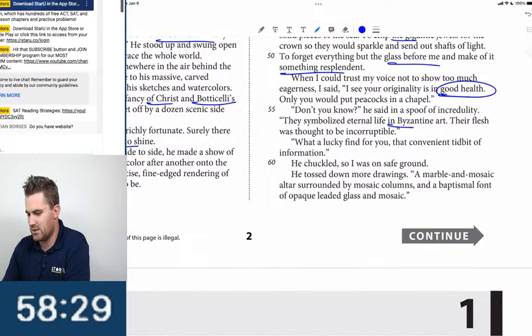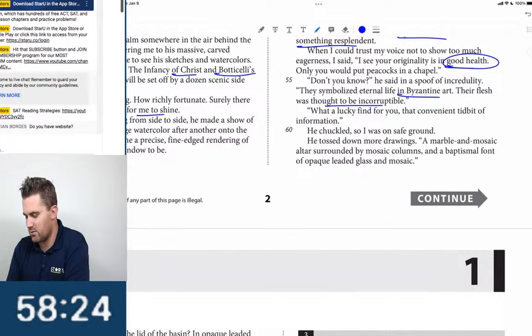Symbolized eternal life in Byzantine art. Their flesh was thought to be incorruptible. Flesh thought to be incorruptible. What a lucky find for you, that convenient tidbit of information. He chuckled, so I was on safe ground. Okay, so I think that they're just kind of messing around here.